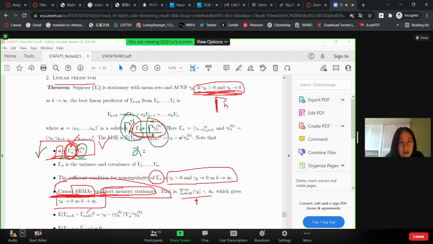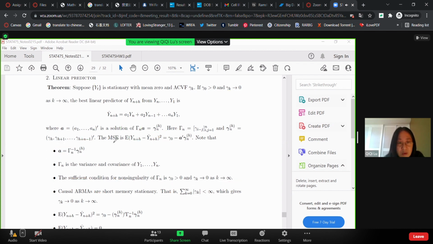And then we define the mean square error here. The forecast error squared, take expectation, we call the mean square prediction error, or MSE. I'll just give you the result. We don't do the proof in this class. So this is your variance minus A transpose times this vector for ACVF. So we can calculate the mean square error.